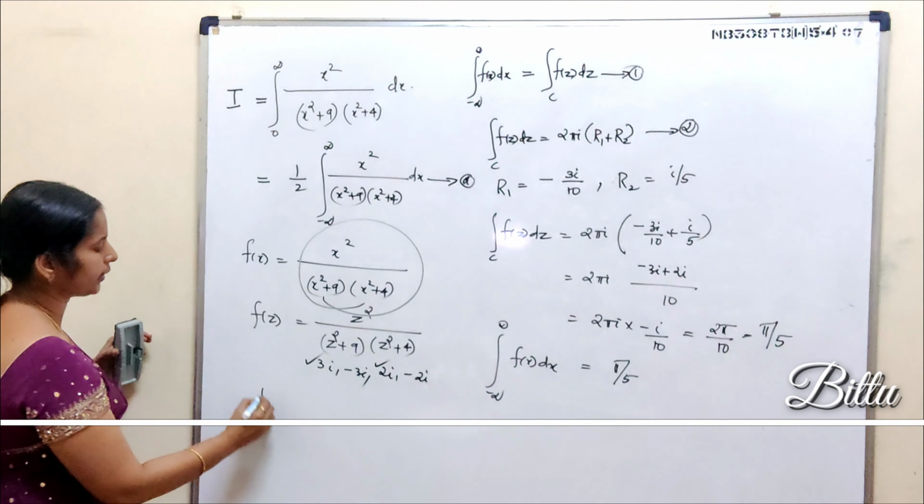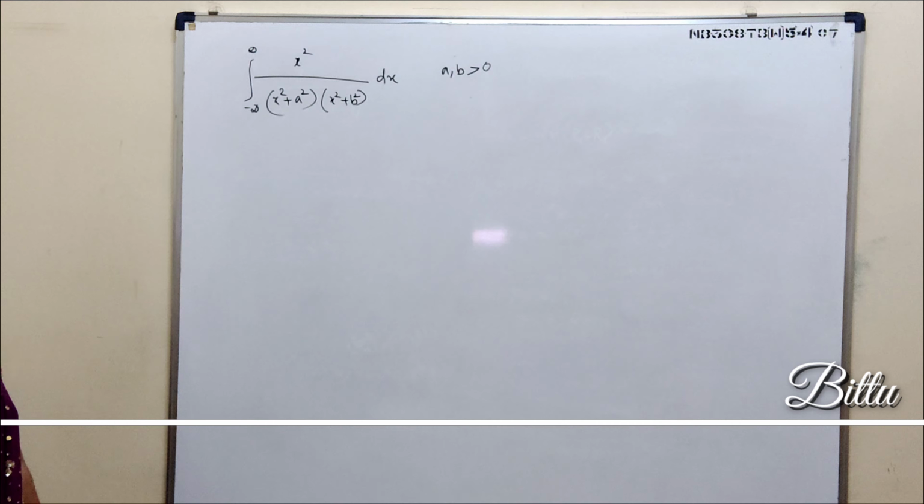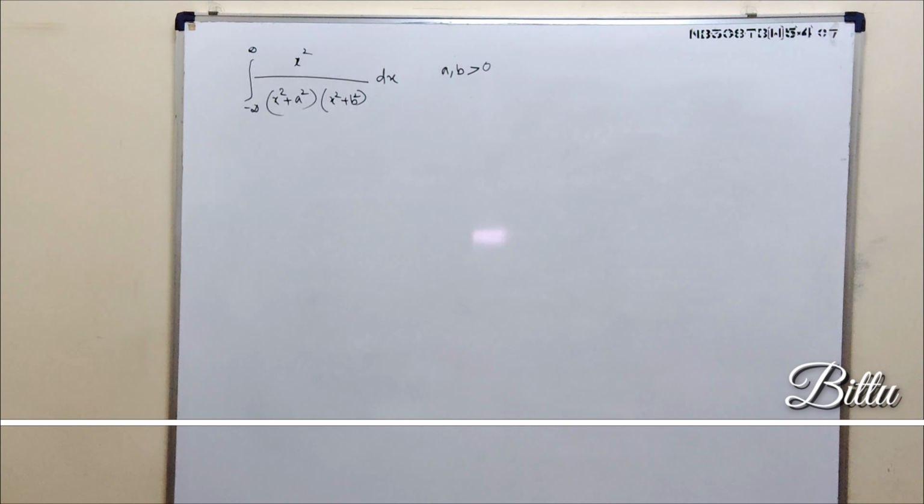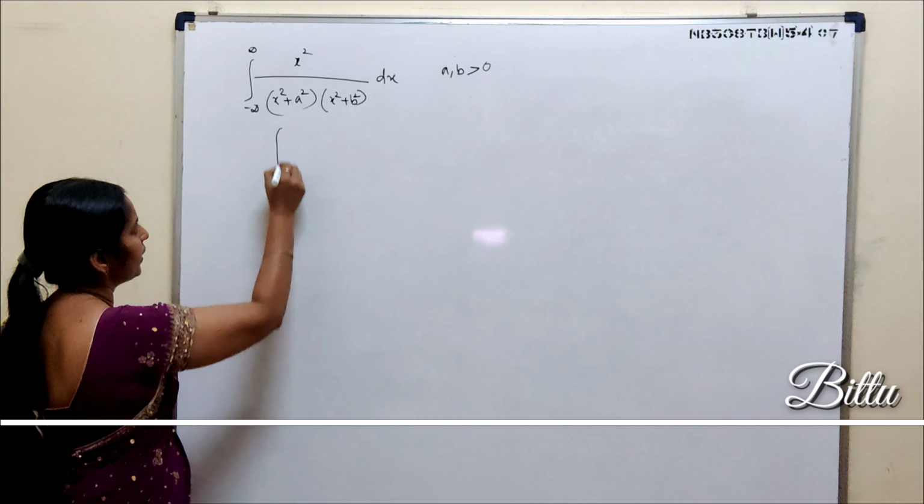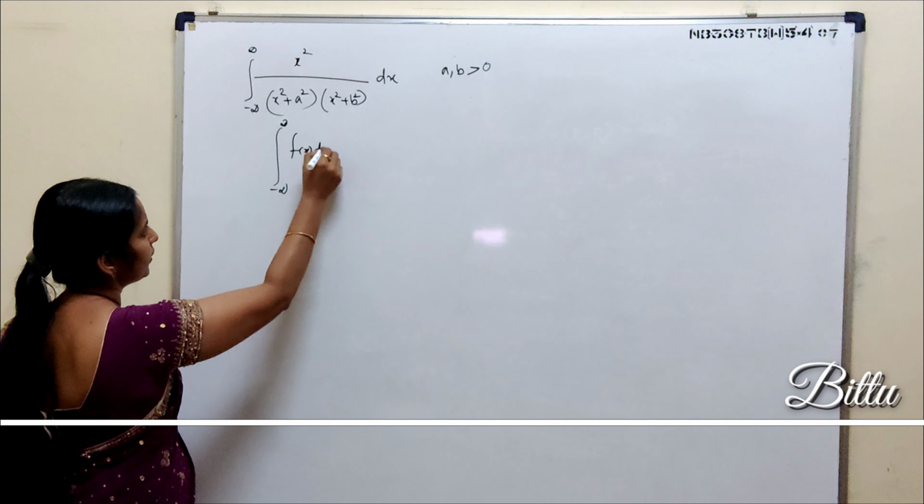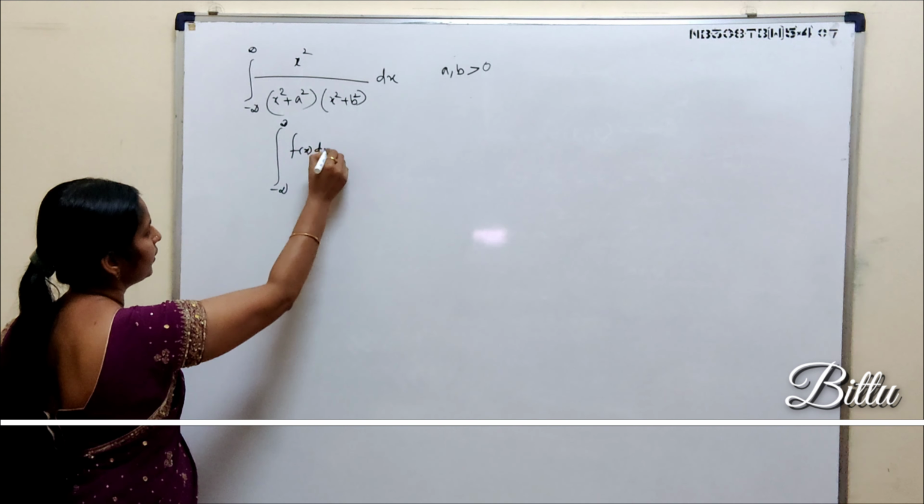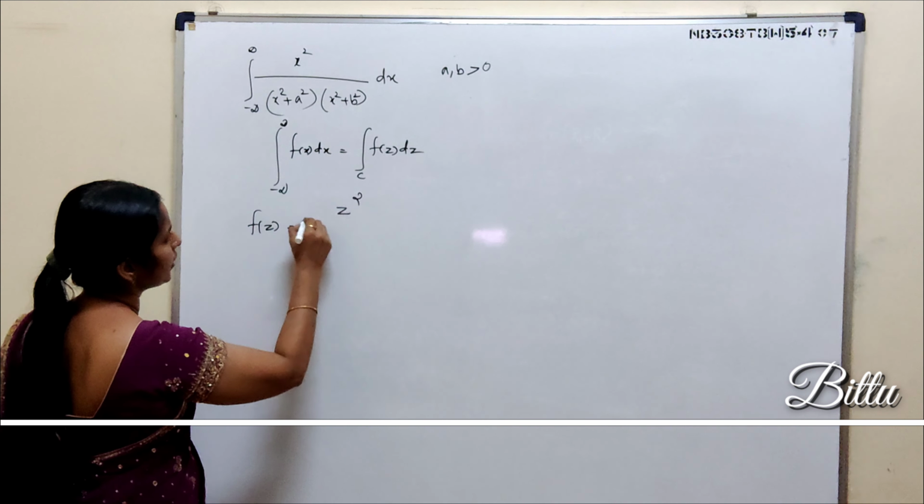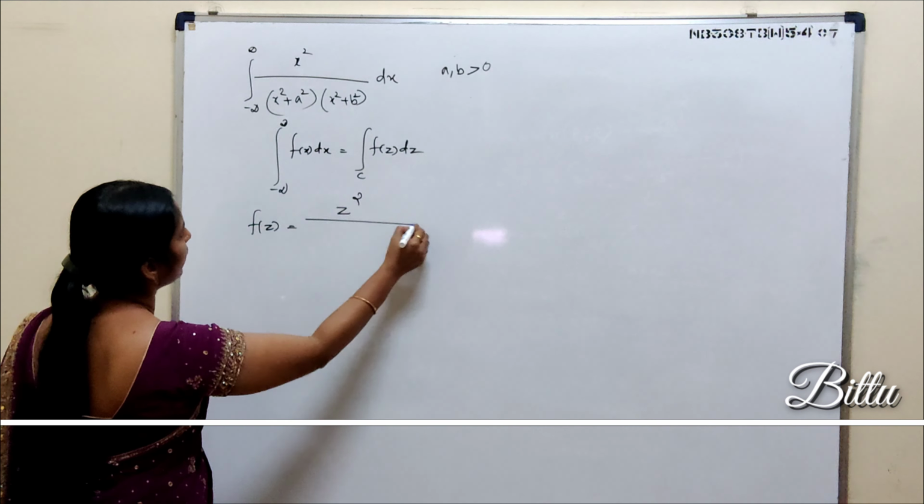Let me evaluate one more integral: the integral from minus infinity to infinity of x square by (x square plus a square) into (x square plus b square) dx, where a and b are greater than 0. You can see this is the generalization of the previous questions. From our common part, you can notice the integral from minus infinity to infinity of f(x) dx is the integral over C of f(z) dz. Here you take f(x) as the given function, so you can easily write f(z). It is z square by (z square plus a square) into (z square plus b square).